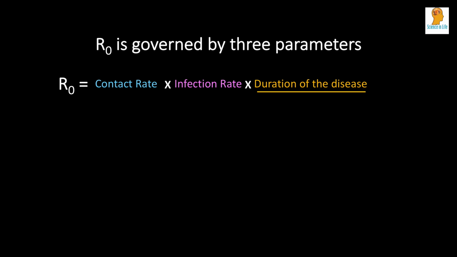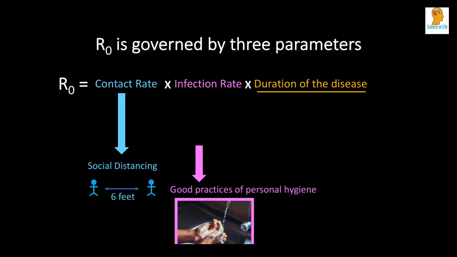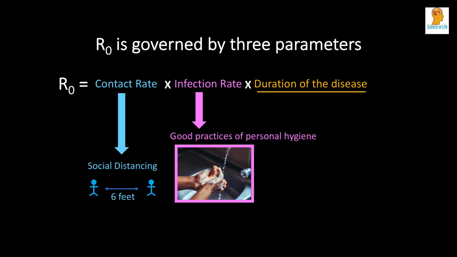Except for the duration of the disease, the other two parameters are in our control. Contact rate can be reduced by social distancing and the infection rate can be reduced by maintaining personal hygiene.